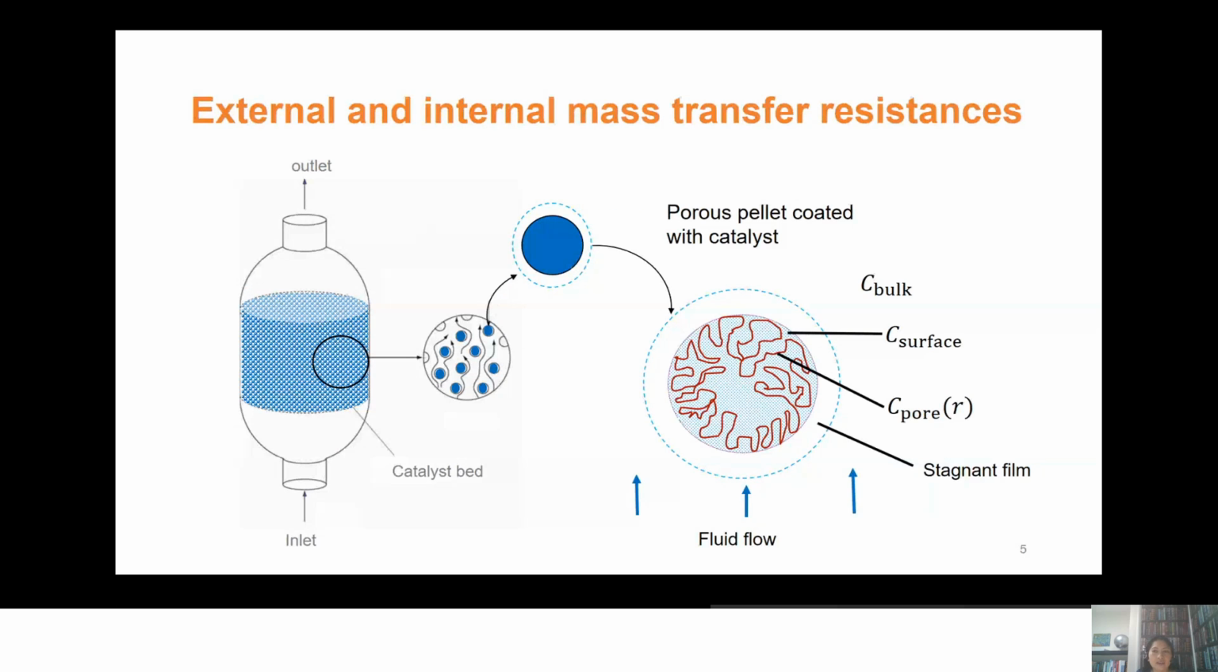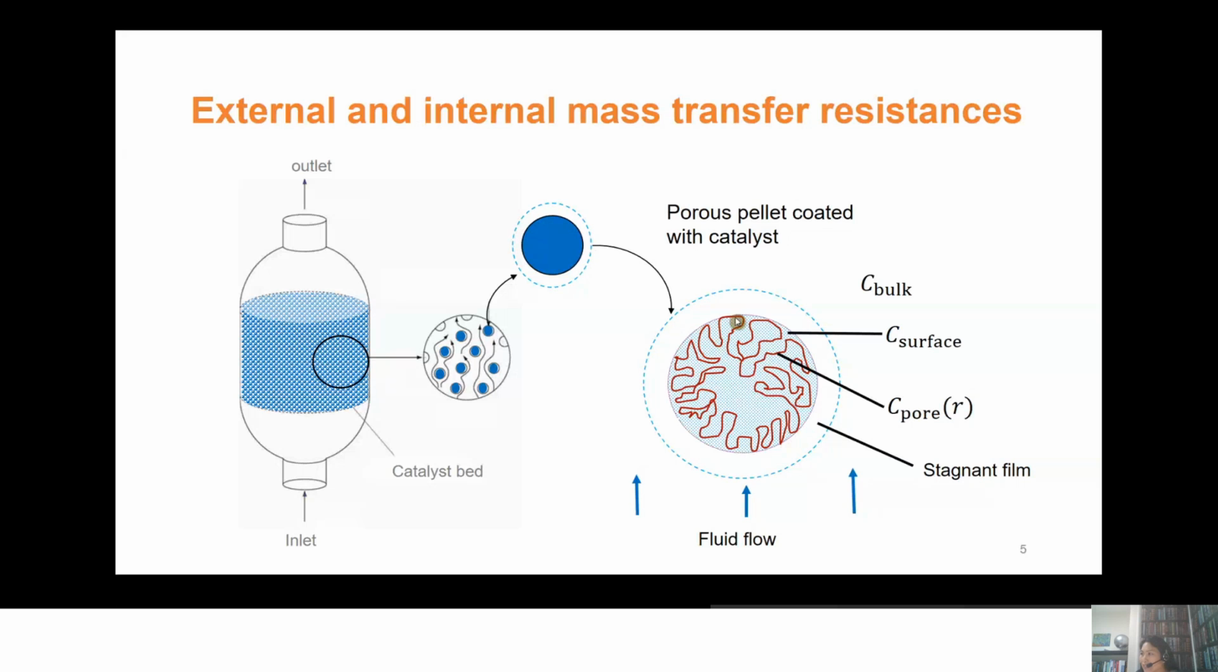This is a close-up of a region in the catalyst bed. And then this one is zooming in on a single catalyst pellet. Here you can see the stagnant film around a single catalyst. You should have learned stagnant film theory from your previous modules. We will use stagnant film theory to model external mass transfer, or external diffusion.